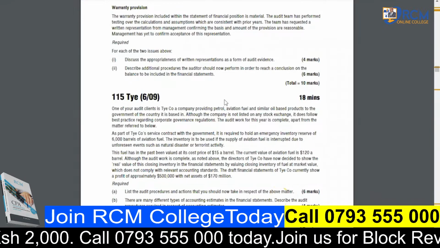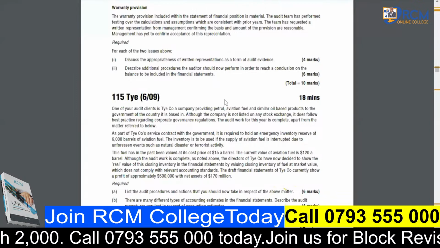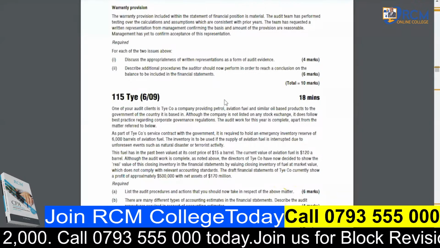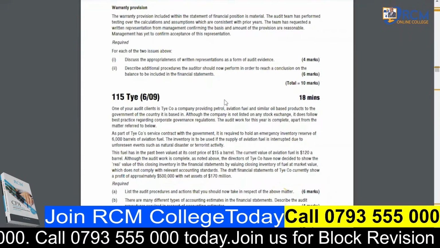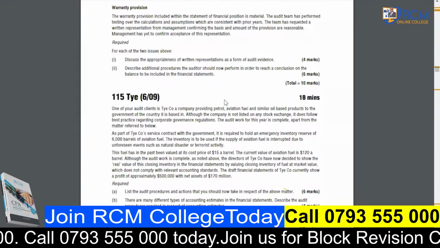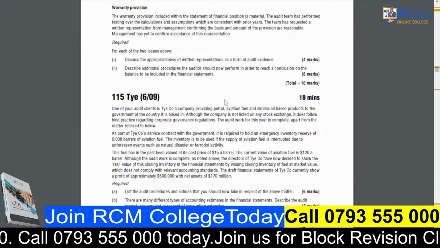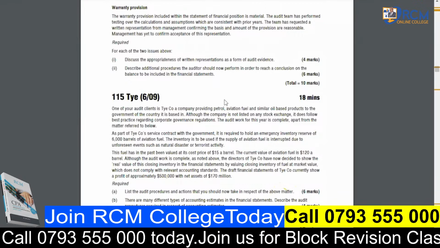Although the auditor's work is complete, as noted above, the directors of Tire Company have now decided to show the real value of this closing inventory in the financial statements by valuing closing inventory of fuel at market value, which does not comply with the relevant accounting standards.